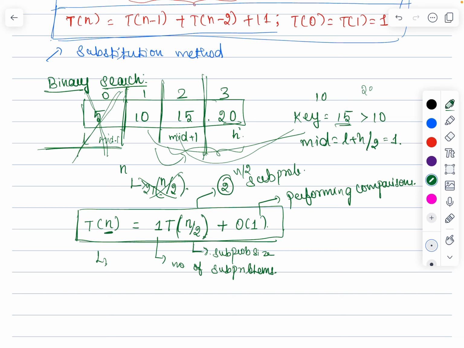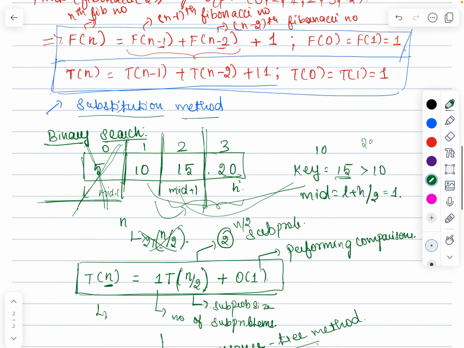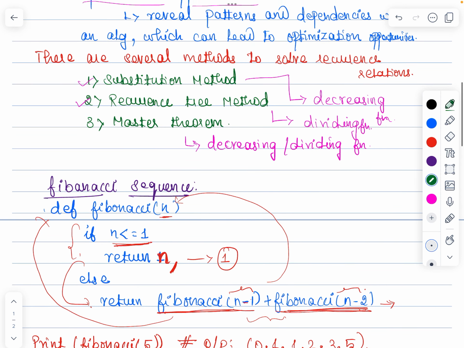To solve this, the recurrence tree method is going to be the efficient one. The same recurrence relation can be solved using the substitution method as well, but the recurrence tree method works better on this. The first method is the substitution method to solve the recurrence relation, the second method is the recurrence tree method, and the third method which I have mentioned here is Master's theorem. This is going to be the easiest method to solve the recurrence relation. Using Master's theorem, we can solve relations where both the decreasing function as well as the dividing function are involved.